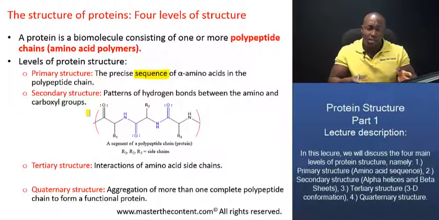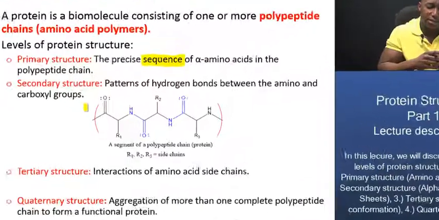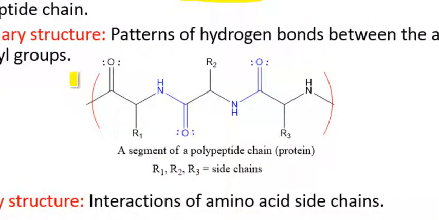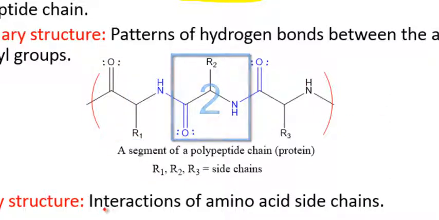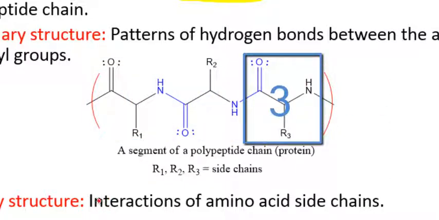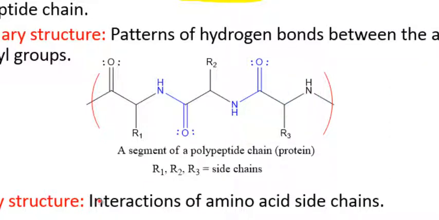So I'll direct your attention to the middle of the screen right there. We have pretty much a segment of a polypeptide chain, a protein. So the exact sequence of amino acids in this chain is what we call the primary level of structure. Now the secondary structure is actually formed by hydrogen bonding.